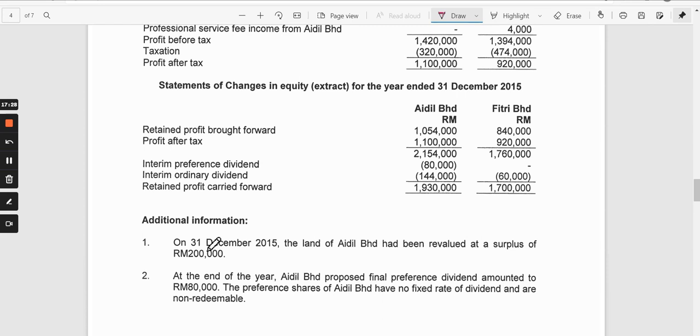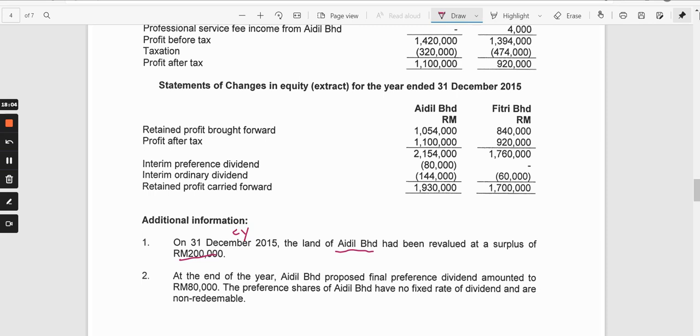So why do I say in the current year? Because that was happening on 31st of December 2015. So if it's 31st of December 2015, look at who is the company. Which one is AIDIL Berhad? AIDIL, right? So what we're going to do is this consolidation adjustment, let me do it here. So land of AIDIL and the surplus was 200, and this is the one that happened in the current year.